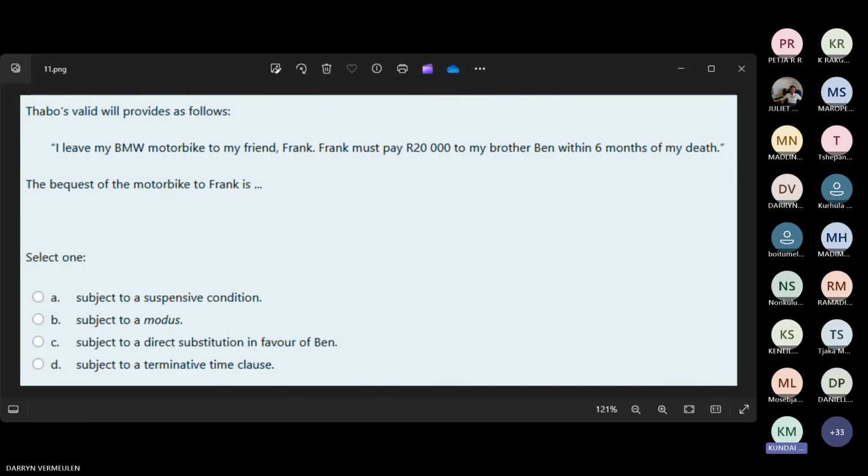Okay. So modus, what I know about a modus is that the beneficiary, the one that's actually inheriting from the deceased will, can choose to not go ahead with what's been stated in the will. And here it says Frank must pay 20,000 to my brother within 6 months of my death. I don't think it really specifies that. Well, my keywords which I was looking for were if he does not pay that, then this and that will happen. And I don't see that. So I assume it is subject to a modus.